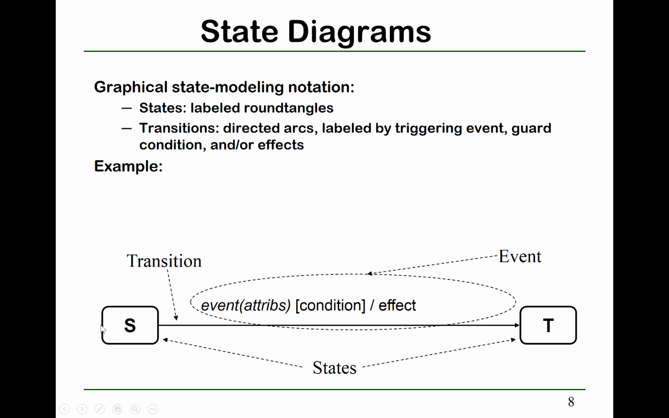So this is the source state, and this is the target state. From this state to this state, there's a transition, and on the transition we can label an event with some attributes, and also label some condition. Here we use this to represent the condition, and slash the effect.